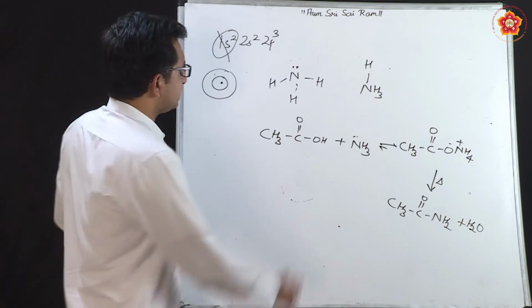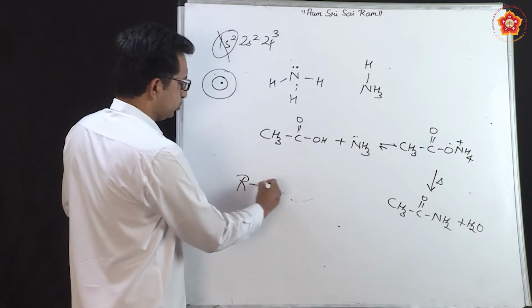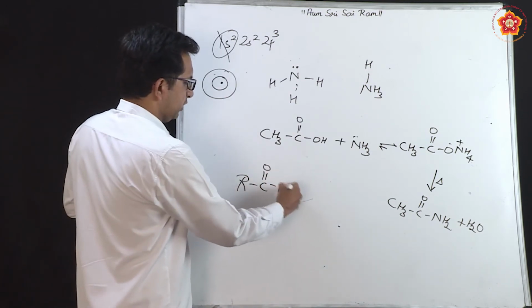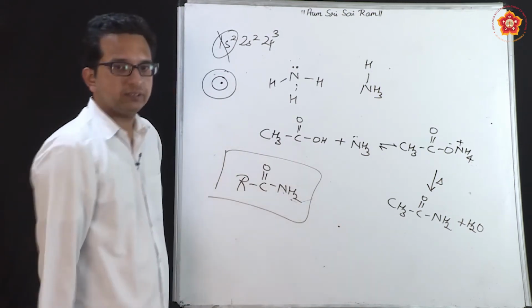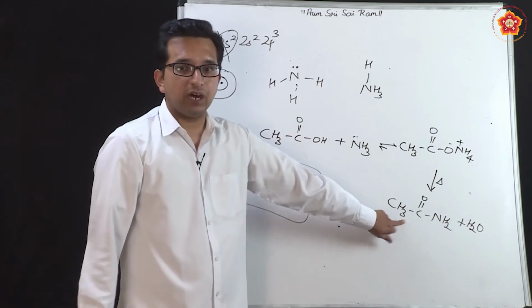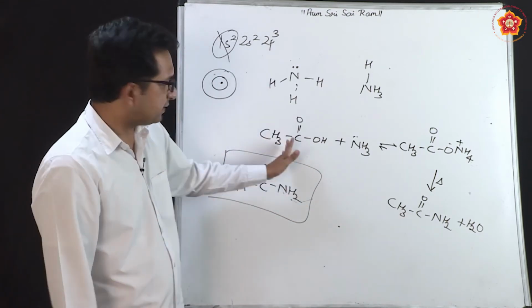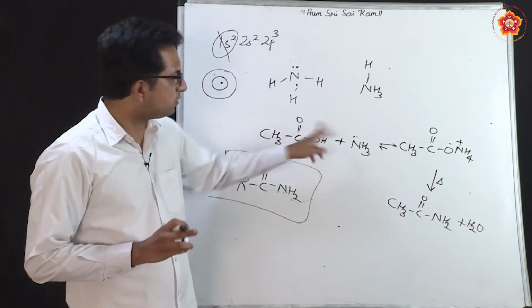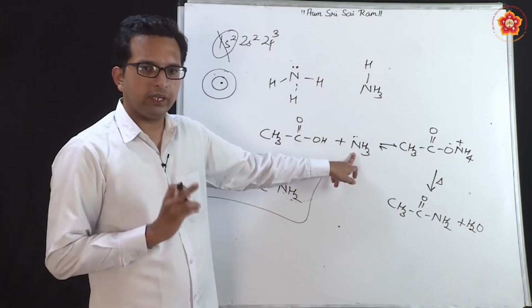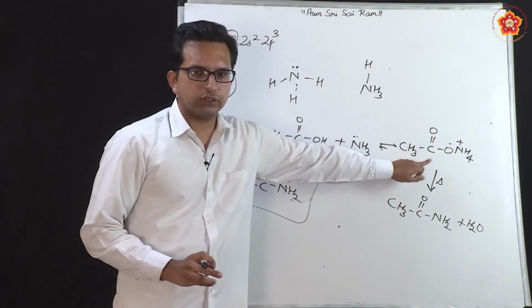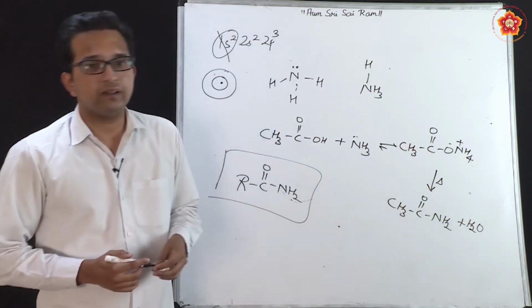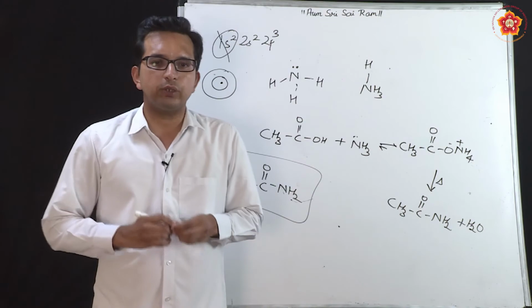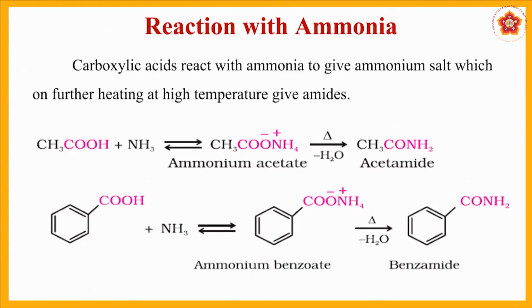So, what are amides? The first thing, what are amides? Those which have the general formula RCONH2. These types of compounds are called amides. Here the acid taken is ethanoic acid and the amine is ammonia, a base, which reacts to form a salt, an intermediate that on heating can give us the corresponding amide and water. So, this is how the overall reaction with ammonia takes place.